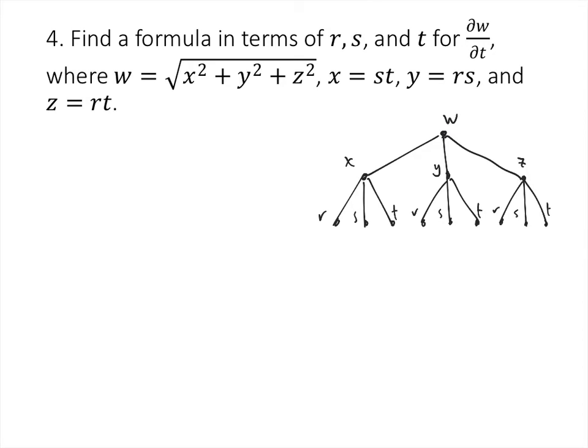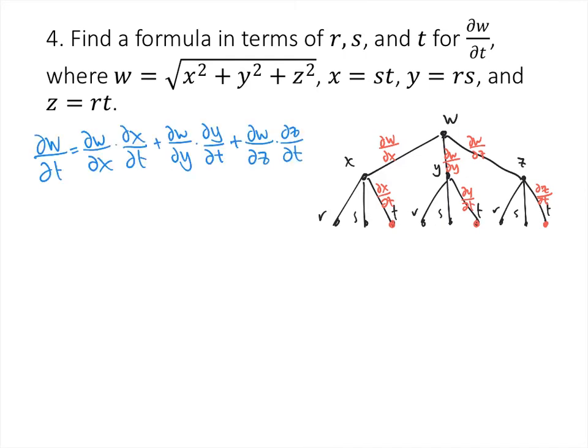So what we want is del w/del t. So we want to focus on the t's here. So that's where we want to get to. We want to get from the top of our tree here down to the t's. So we're going to need del w/del x and del x/del t, del w/del y and del y/del t, and then del w/del z, and then del z/del t. So del w/del t will be the sum of those products. So that's going to give us this expression.